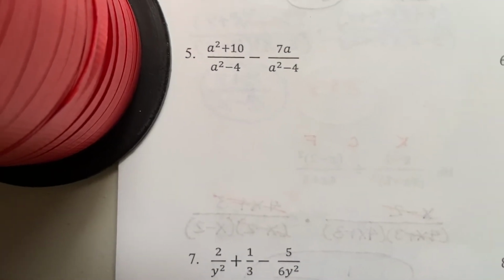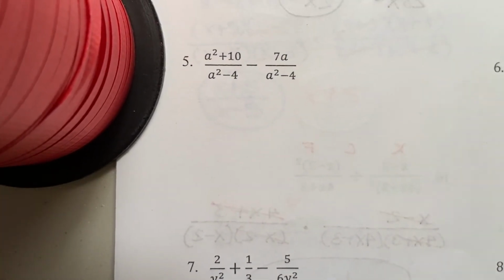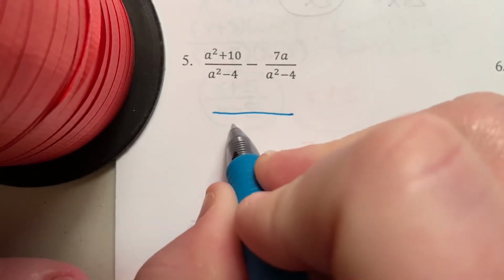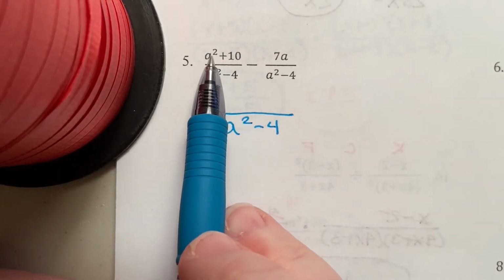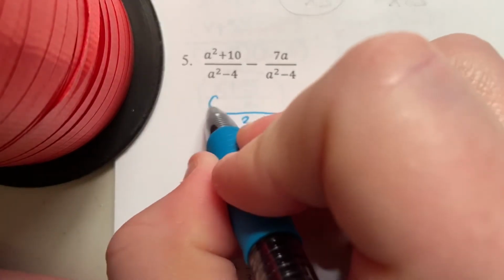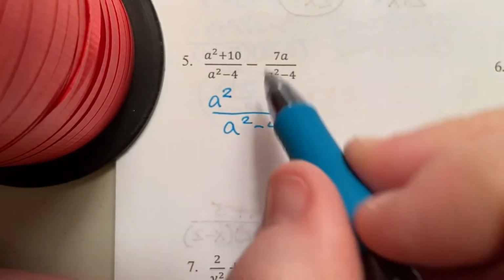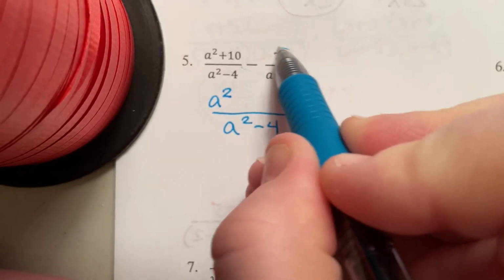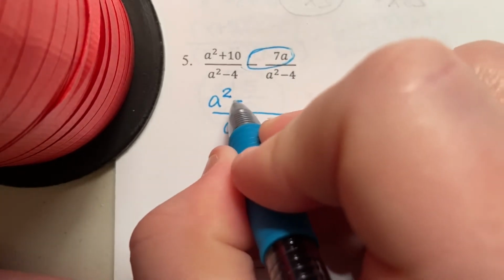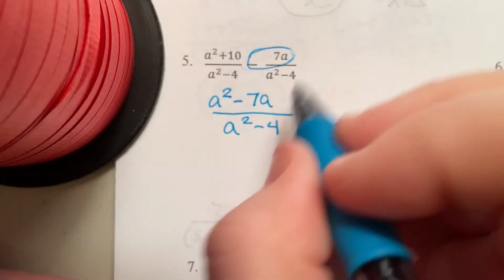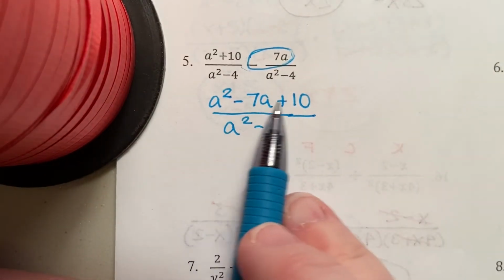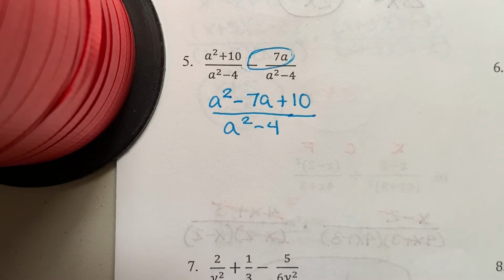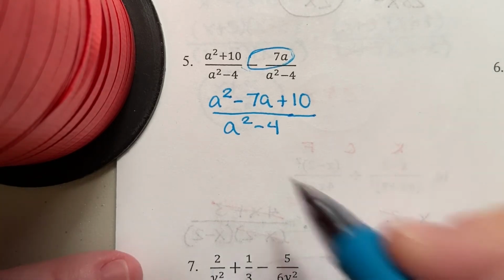For example 5, again, I have a common denominator. So I'm going to keep the a squared minus 4. And then I'm going to have an a squared. I'm going to go in order, so I'm going to have a minus 7a and a plus 10. So I'm kind of combining my terms, but I'm trying to make sure I go in order. That way I don't have to write down an extra step just to put it in standard form.